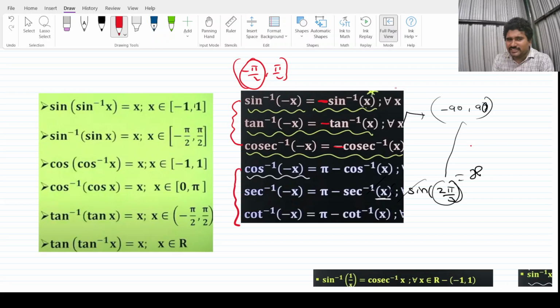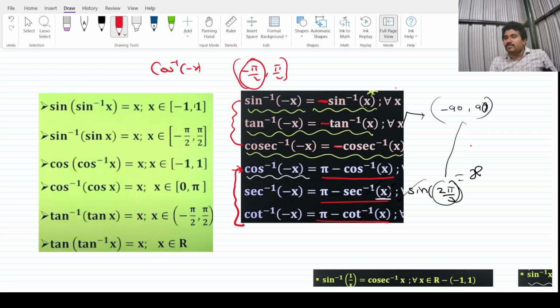For the others, minus is not acceptable. But for them what can you write? Pi minus cos inverse x. Pi minus secant inverse x. Pi minus cot inverse x. Yes or no? Tejas, what happened? With cos inverse, the minus x does not come out.